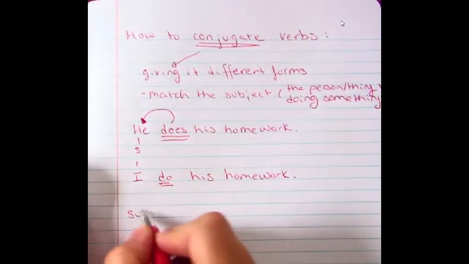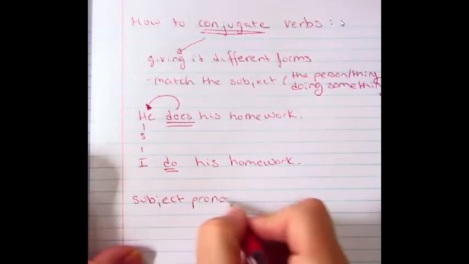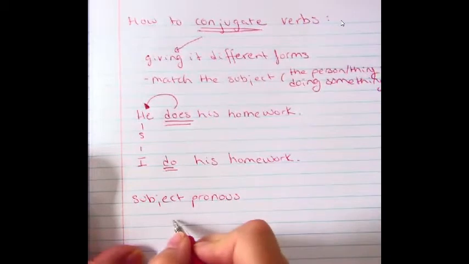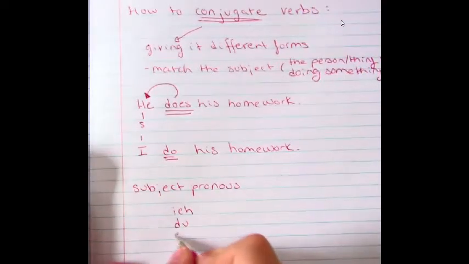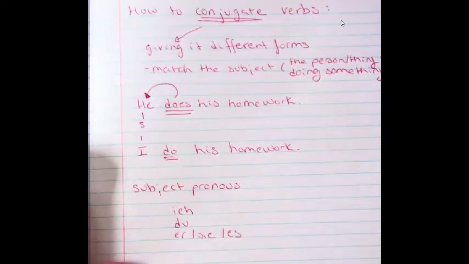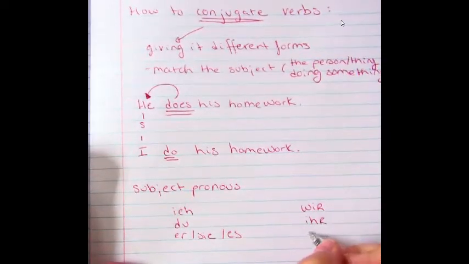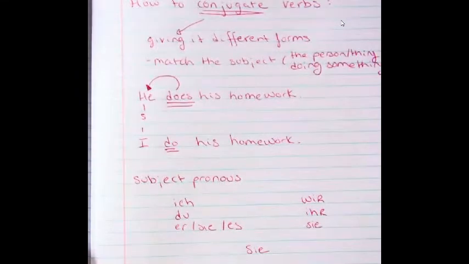So as a reminder, the subject pronouns are going to be he, she, it, I, you, all those pronouns. So I'm going to write them down for you. We've got ich, du, er, sie, es, and then wir, ihr, sie. I'm going to put a z on the bottom. So those are all of our subject pronouns.